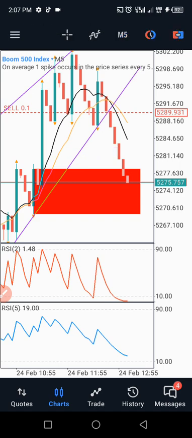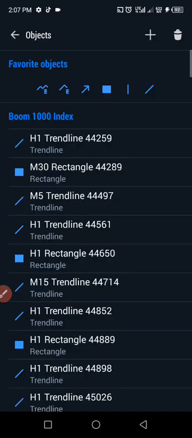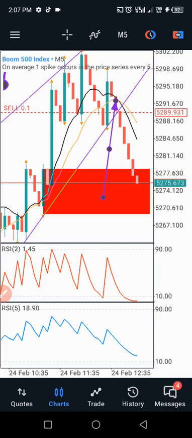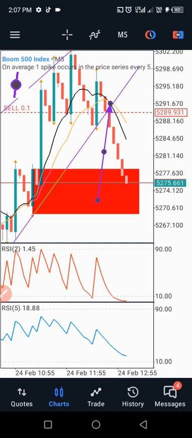So the first thing you will notice is that there was a crossing over. We can notice this first crossover here. Our black moving average actually crossed this yellow moving average. So that's the first thing we notice here.